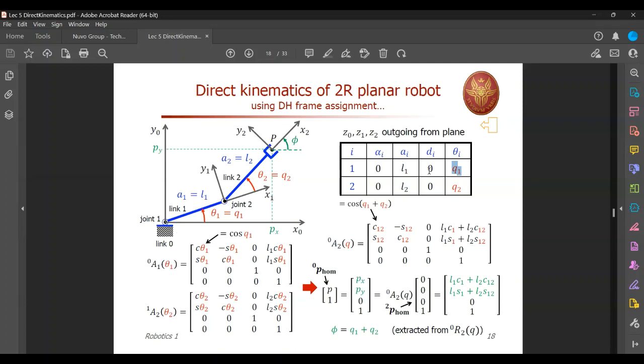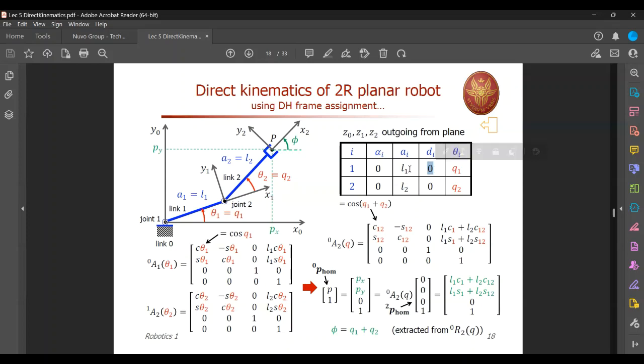What about D? Is there any offset from x0 to x1? In fact, physically, there can be that kind of displacement, but here we don't consider that. They are actually intersecting each other. So therefore, there's no distance between them along the z-axis. The z-axis is directly out of the screen. This is a planar manipulator. Everything is on the plane. So out of the plane is 0. So therefore, D is 0.